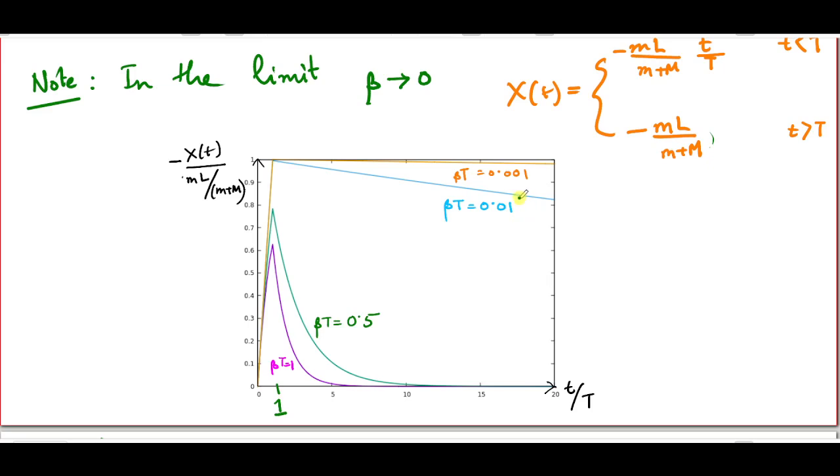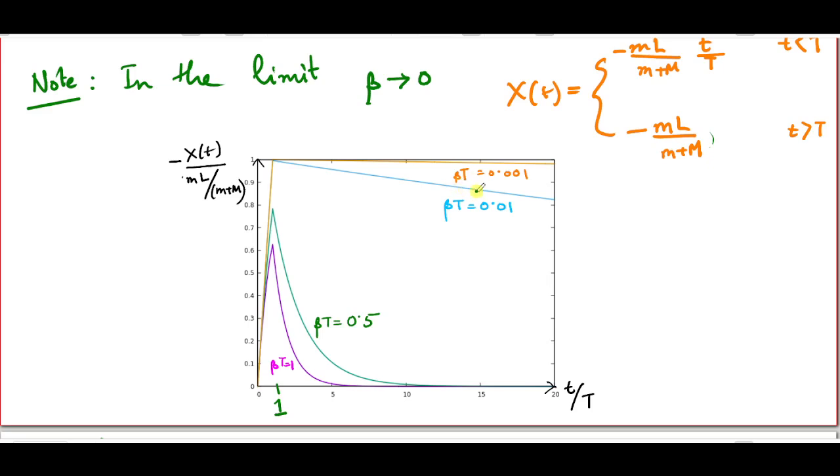If you start with a much smaller beta capital T of 0.01, the motion is almost linear until it reaches a peak which is almost minus mL by small m plus capital M. And then the decay, which is actually exponential, is so slow that it looks like a very, very slow linear decay. So this is also going to decay to 0, but it's going to take a long time to decay.